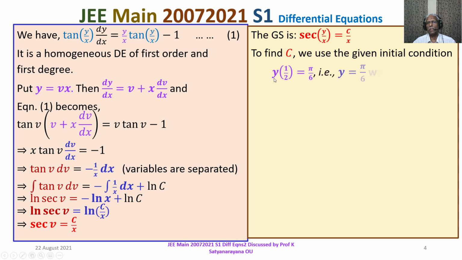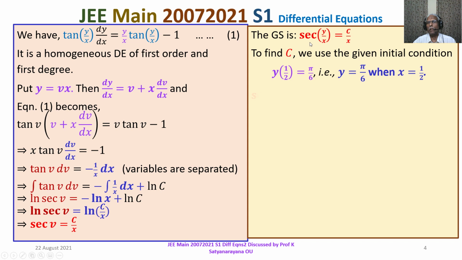What is the given initial condition? y when x is equal to half is equal to pi by 6. That means y is pi by 6 when x is equal to half. We will use this condition and evaluate the arbitrary constant c.